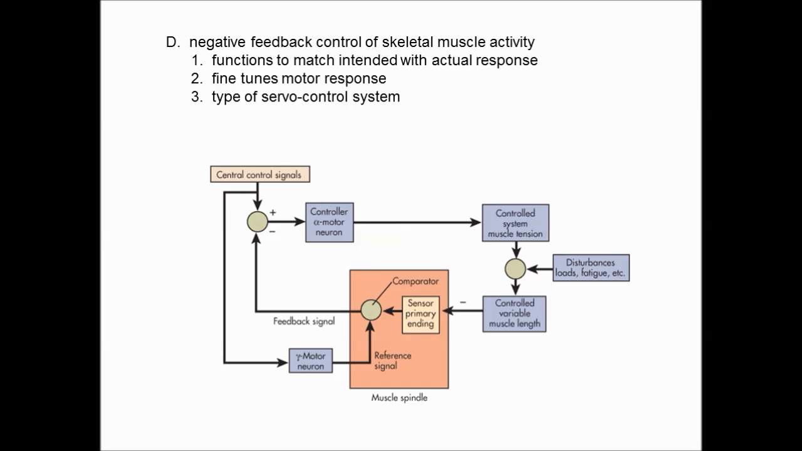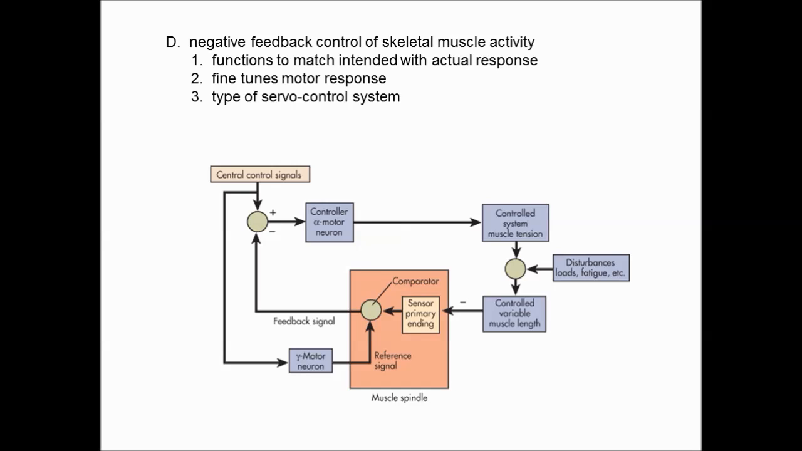It sends its information to a controller, which turns out to be integrated in the cerebellum, and then that sends out alpha motor signals. Some of these don't go right to the cerebellum. Some of them just go from the motor cortex through the alpha motor neuron to the muscle.